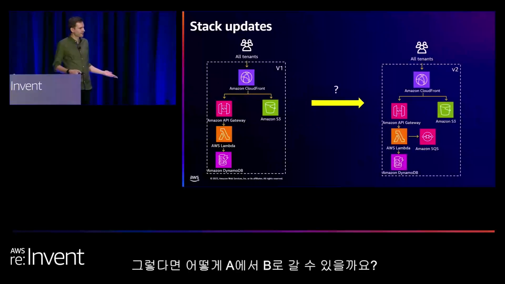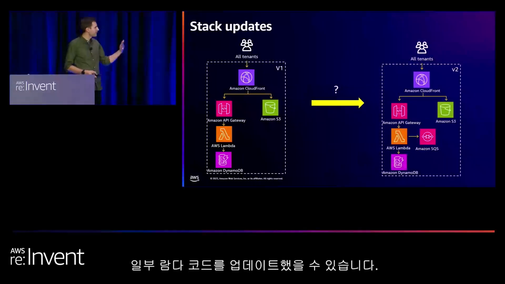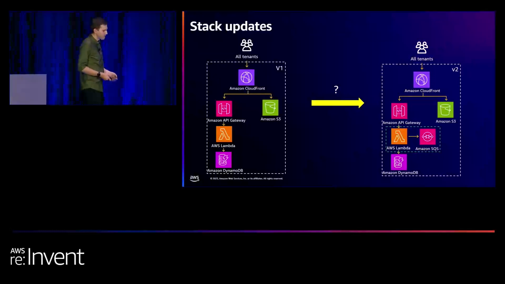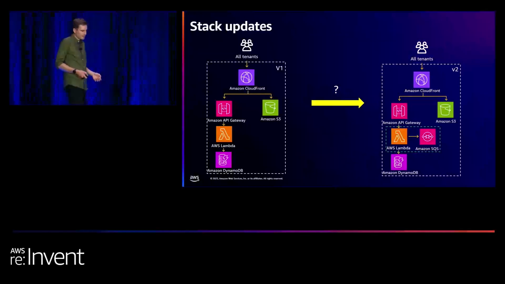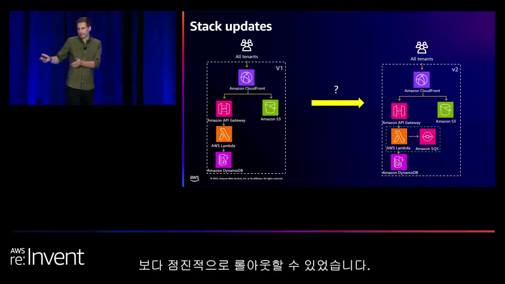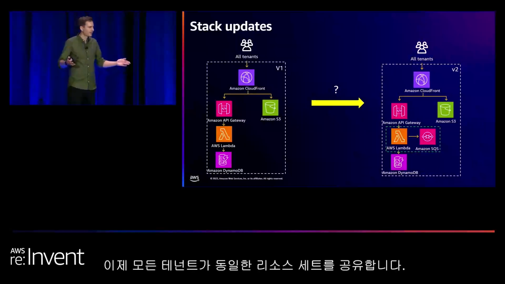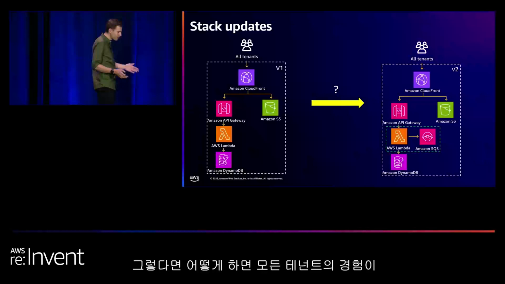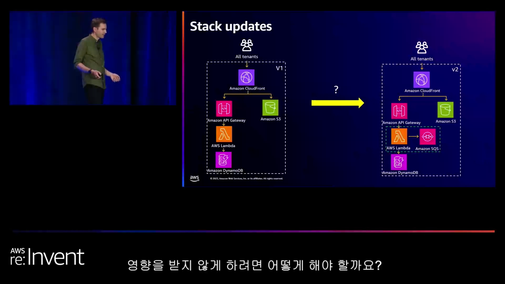So how do we get from A to B, right? We may have updated some Lambda code. We may have added an SQS queue. Before, we had a stack per tenant, so we could roll things out more gradually. Now, all tenants share the same set of resources. So how do we stop a failed change from impacting all tenants' experience?